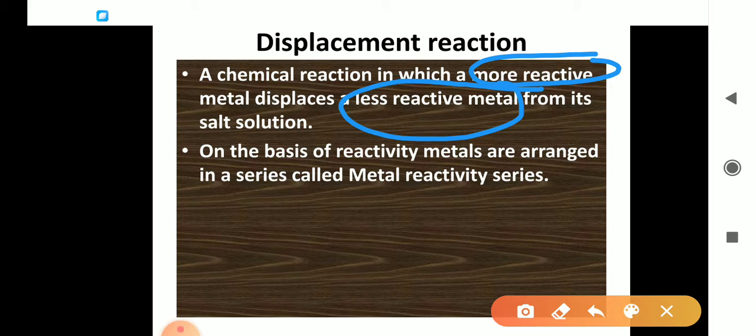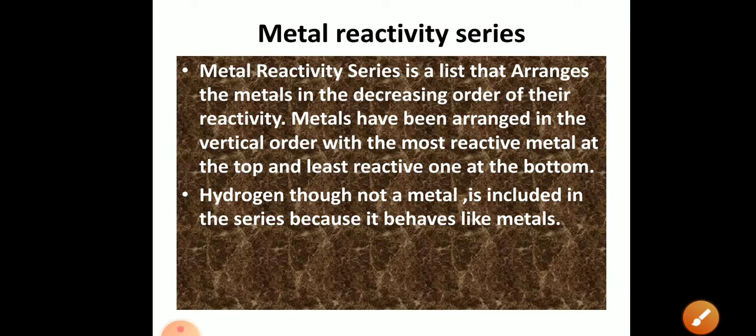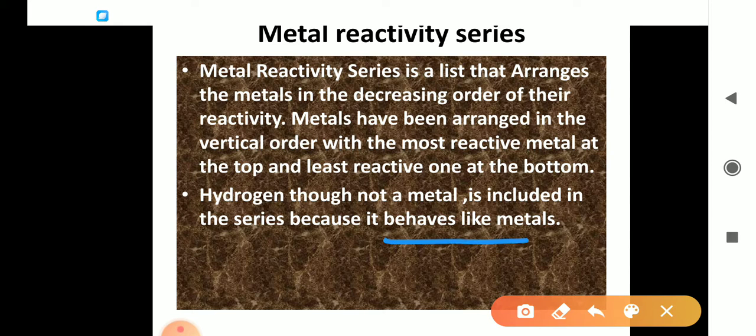for that a reactivity series is prepared. A metal reactivity series is a list that arranges the metals in the decreasing order of their reactivity. It means these are all arranged in a vertical order, and the most reactive will be at the top and the least reactive will be at the bottom. Hydrogen is not a metal, but it is also included in this series. Why? Because it is not a metal, but still it behaves like a metal.